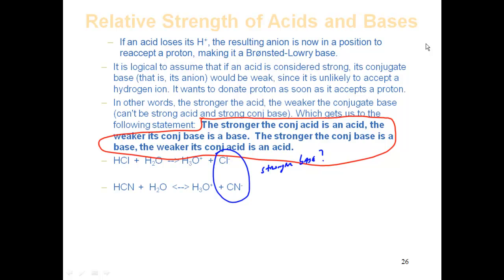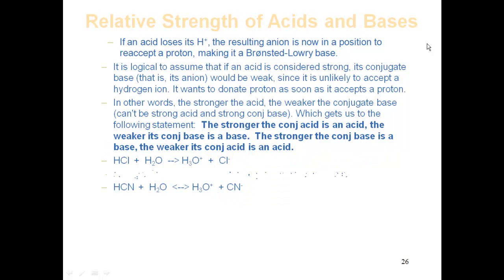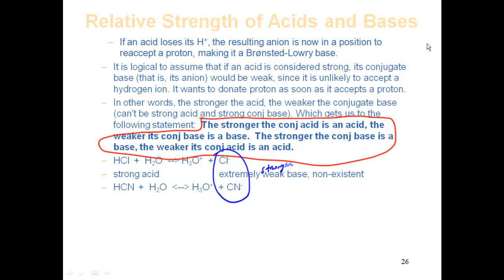Okay, let's think about it. I've got HCl plus water gives me hydronium ion and Cl minus. What is HCl? HCl is a strong acid. So what happens to the base characteristics of the Cl minus? Well, it's an extremely weak base, almost non-existent, as I showed you a minute ago.